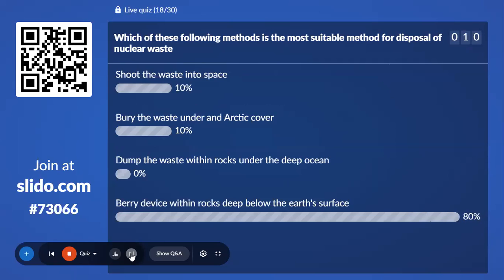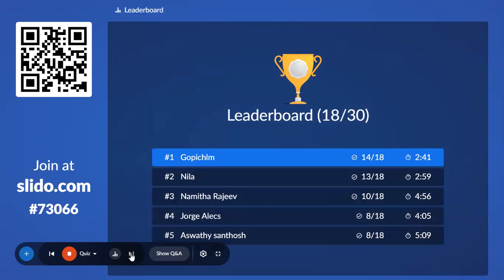And option D, 80% of students have voted in the poll rate. Let's reveal the correct answer, and it's option D. Moving on to the leaderboard. Let's check what it is. And it's the leaderboard. Still Gobi stands first, second Nila, third Namita, fourth George, and fifth Ashwati Santosh. Okay guys, good going.